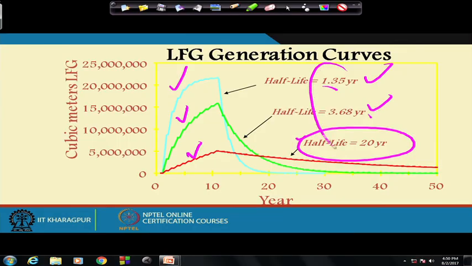These numbers tell me the rate of reaction. The smaller the half-life, the quicker the rate of reaction. But the amount of gas that particular waste can produce is the same. So if you take the area under the curve for these three graphs, it will be the same. It's the total amount of gas that will be produced in that landfill. It's only the time period that changes, as you make the half-life smaller and smaller, with faster and faster degradation happening.